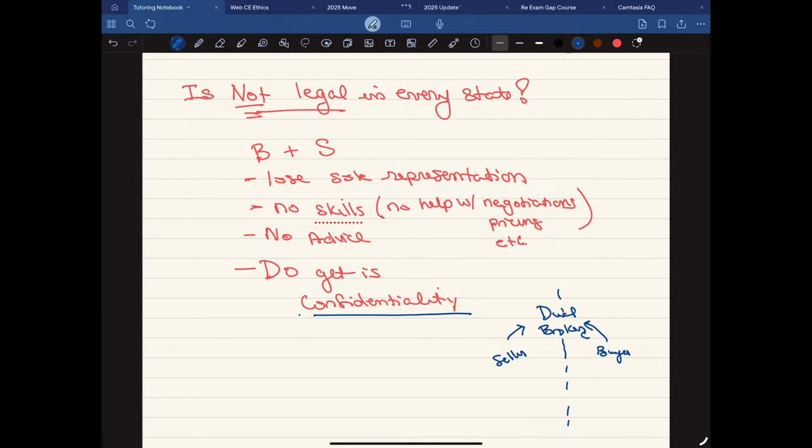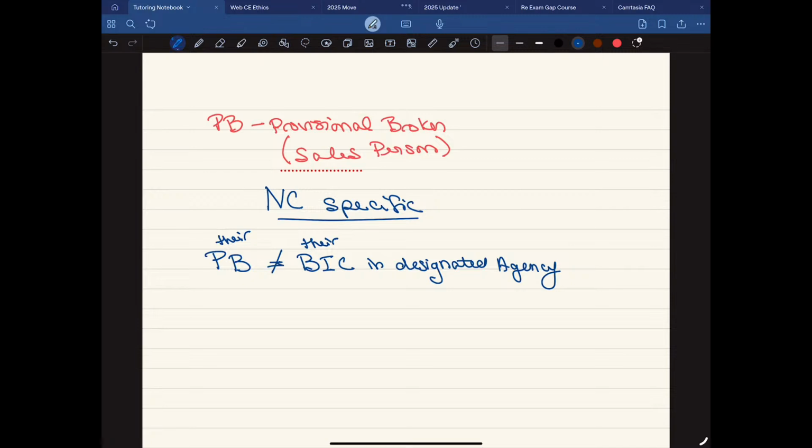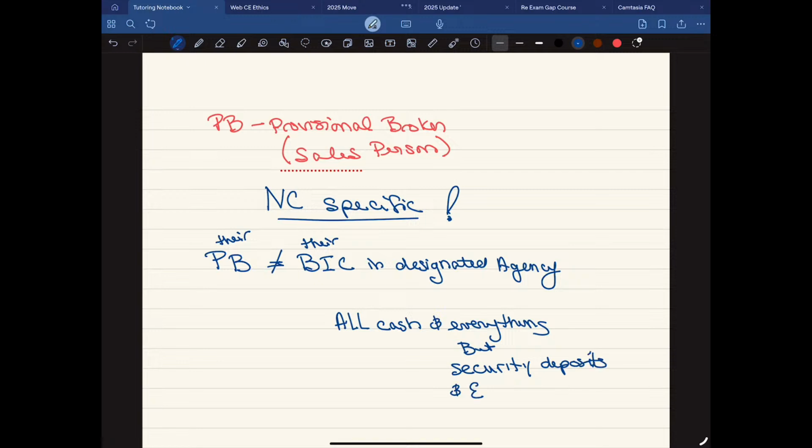Which monies need to be deposited immediately? So once again, this would be North Carolina specific, and it's all cash and everything but security deposits and earnest money checks. Or any type of earnest money.